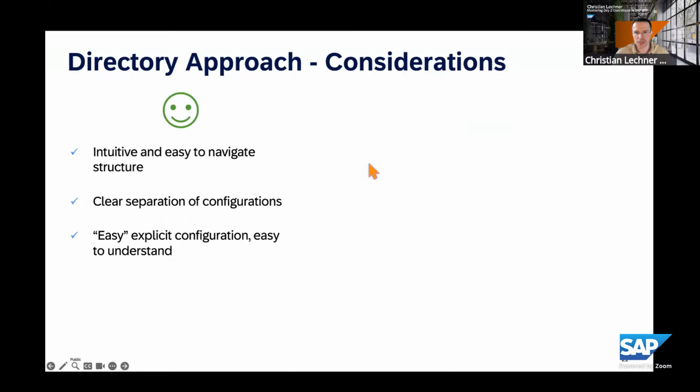Because as you have seen, with this directory approach, you could do the configuration via Terraform, and you can then also provide everything via CI/CD, in our case, GitHub Actions. Nevertheless, there are always considerations that you have to make, because every approach comes with advantages and maybe disadvantages. For the directory approach, I think we can agree that it's very intuitive. It's very easy to navigate the structure, and we have a very clear separation of our configurations. So that's very easy to understand and very good if you're starting with Terraform.